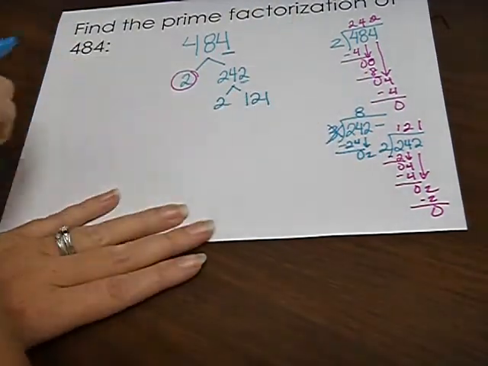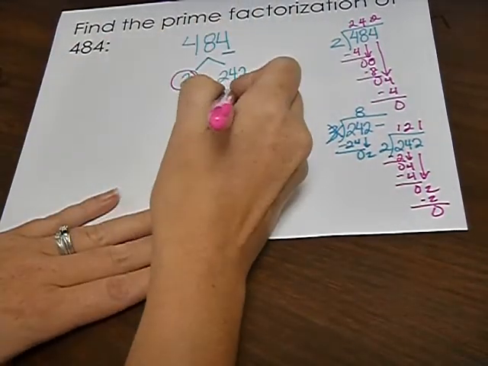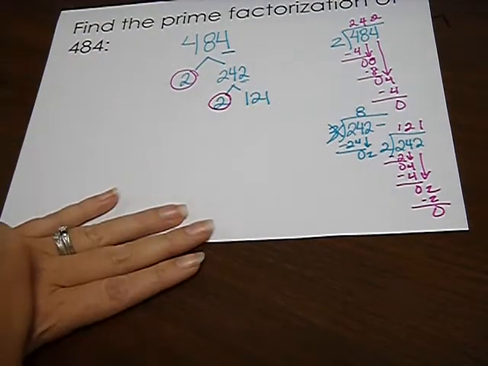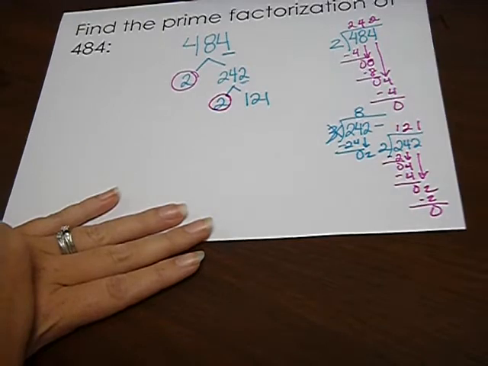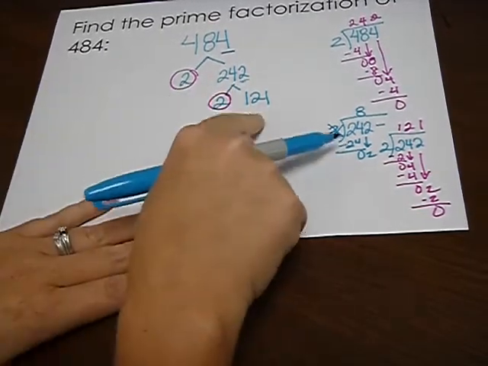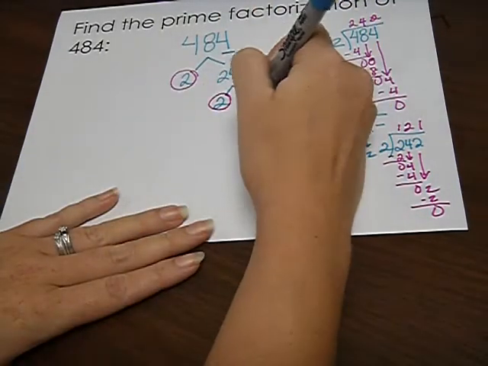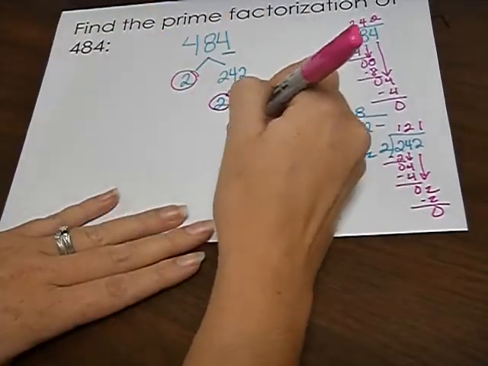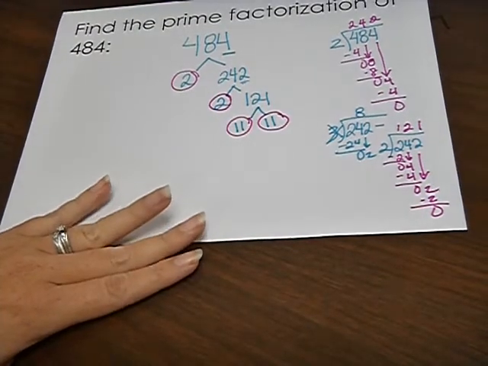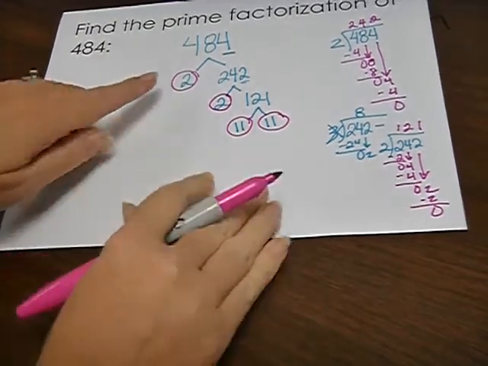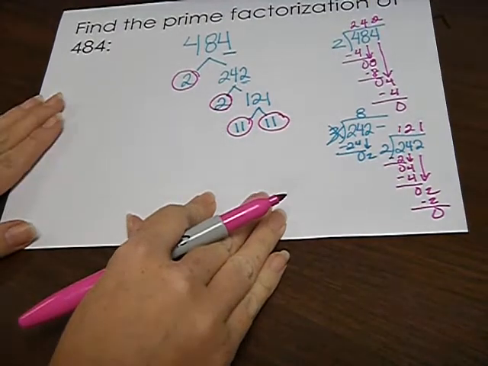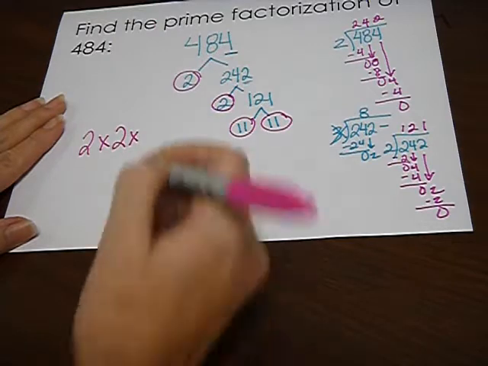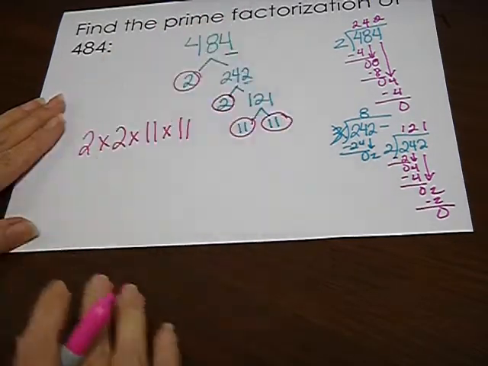So I put that into my prime factorization. 2 is prime, so I circle it. 121 is not prime, so I need to break it down. And 121 is a tough one because it's actually 11 times 11. And 11 is a prime number. Now at the very end, I take all these numbers that I have circled and I write them as a multiplication problem. 2 times 2 times 11 times 11.